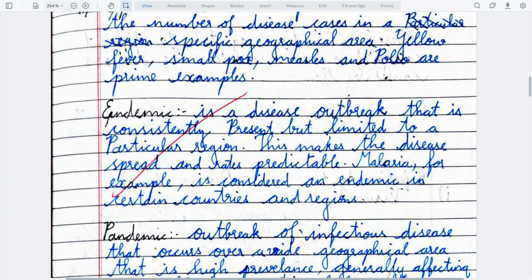Endemic: it is a disease outbreak that is consistently present but limited to a particular region. This makes the disease spread and rates predictable. Malaria, for example, is considered endemic in certain countries and regions.